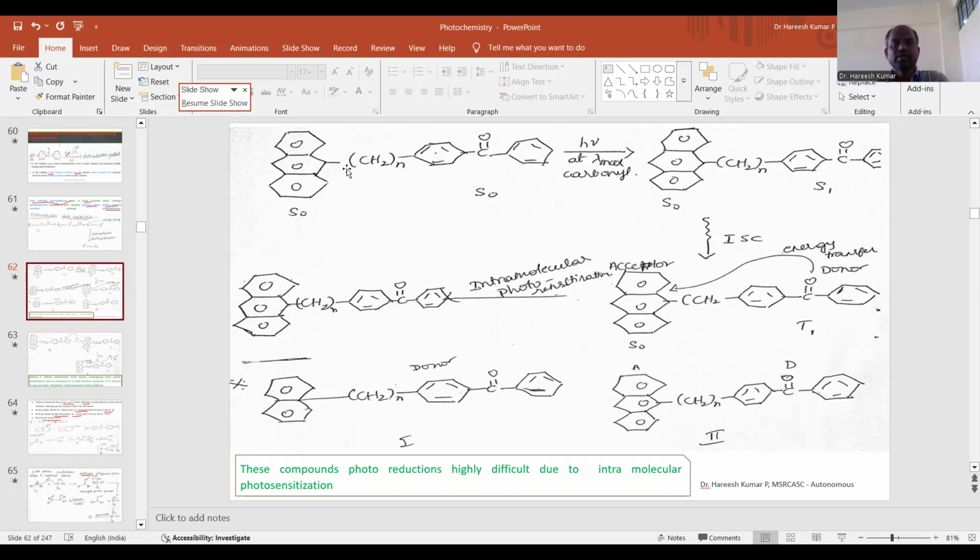So in place of this moiety, we can also take a naphthalene containing one, and a tetralin or derivatives of naphthalene can act as an acceptor and benzophenone will act as a donor. Overall, for these compounds, photoreduction is highly difficult due to intramolecular photosensitization. So with this, I will go to the next slide.